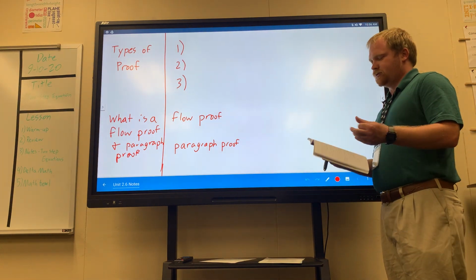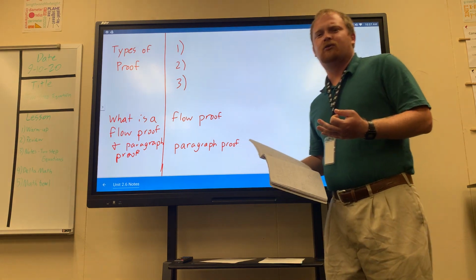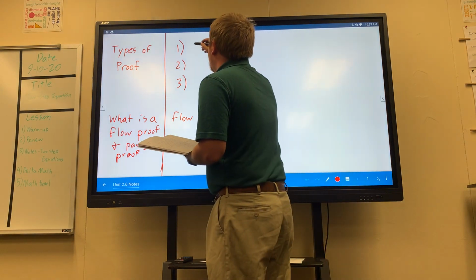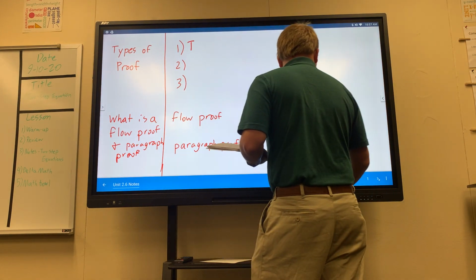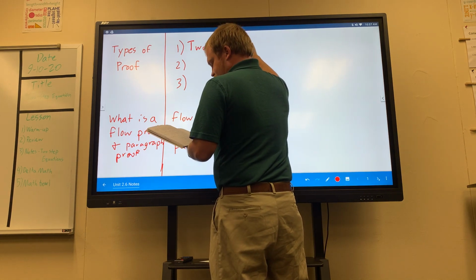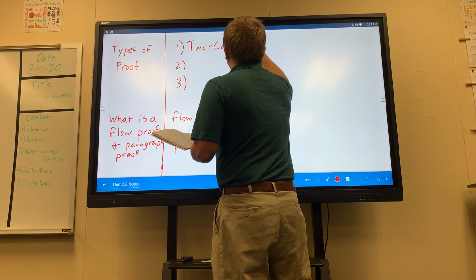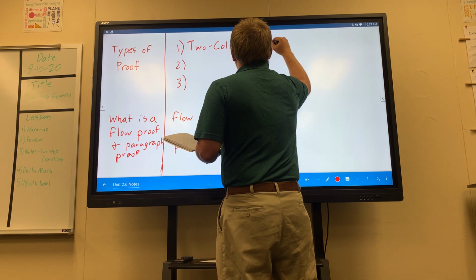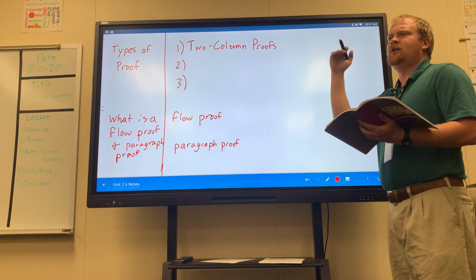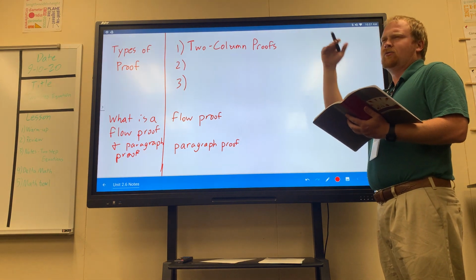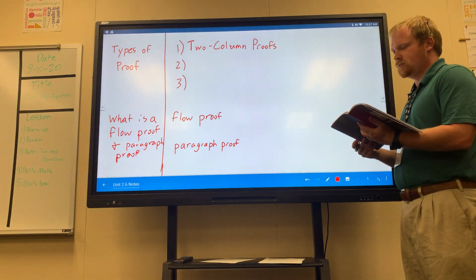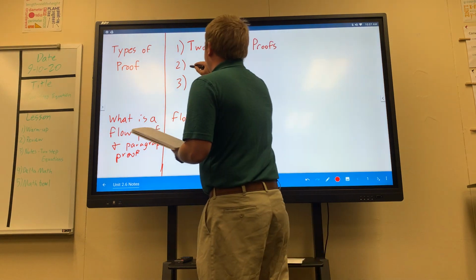Okay, so there's three different types of proofs that we normally use. The first one is what we talked about yesterday, which happens to be two-column proofs. If you remember, this is where we have two different columns. We have a statement and a reason column, and we use those to help us give a proof. The second proof is a flow proof.